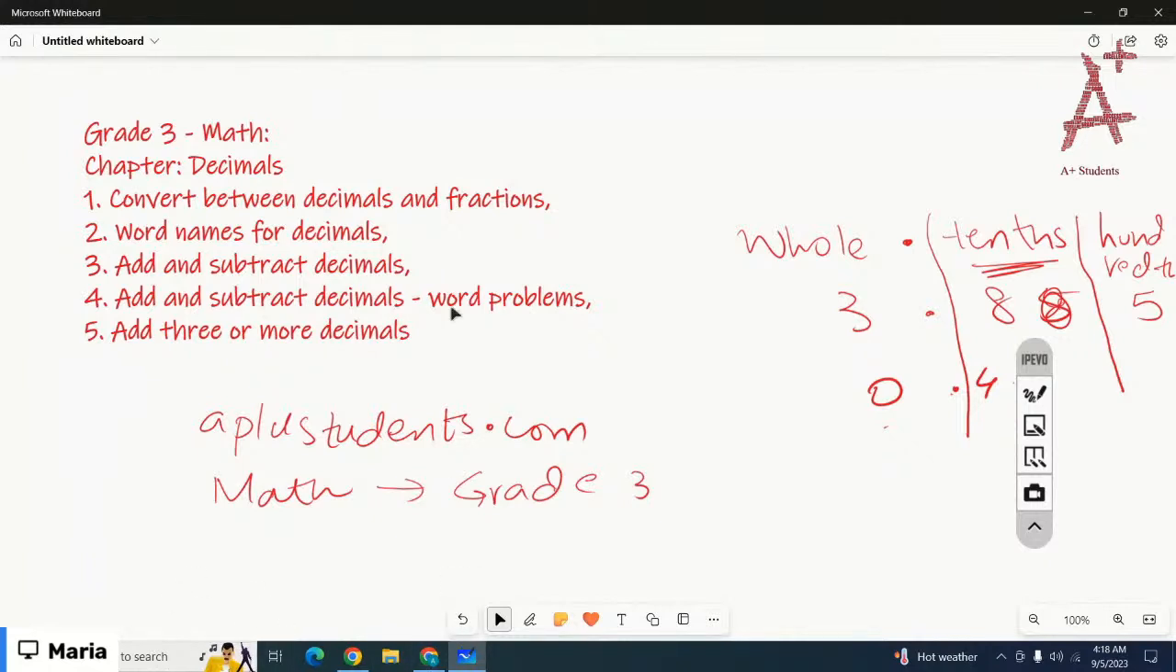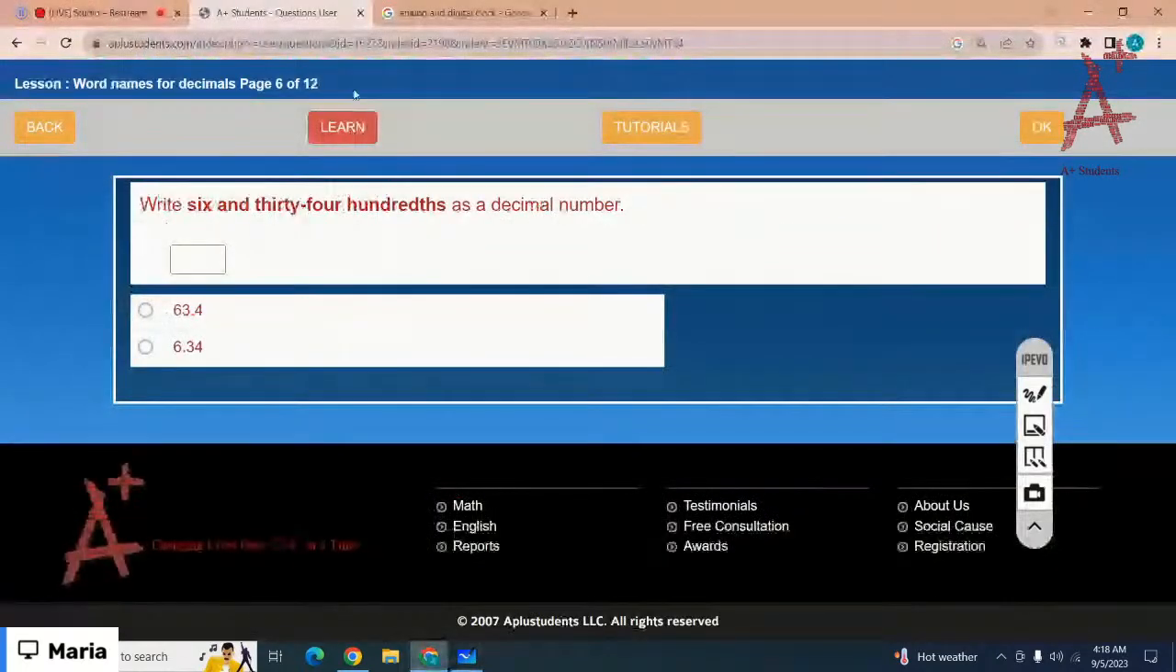Okay, the next one is 6 and 34 hundredths. Which is the correct option? 6 is the whole number and it would be 6.34. The second option is the correct one. It would be 6.34.